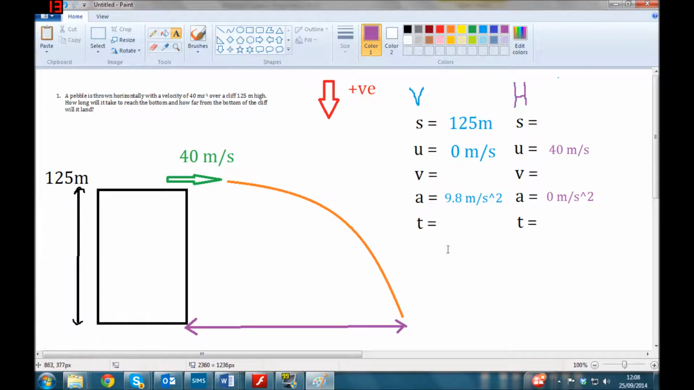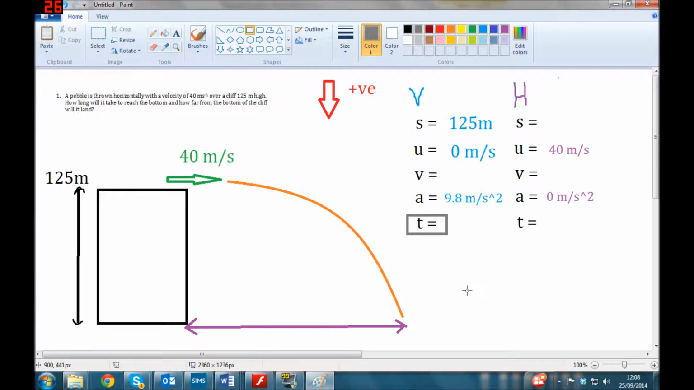So the first thing it asks me is how long it takes to reach the bottom. So I'm looking for t. I'm going to try and find out what t is. Let's highlight that. T is what I'm looking for here. So I've got 3 equations, haven't I? I've got v equals u plus at, s equals ut plus half at squared, and v squared equals u squared plus 2as.